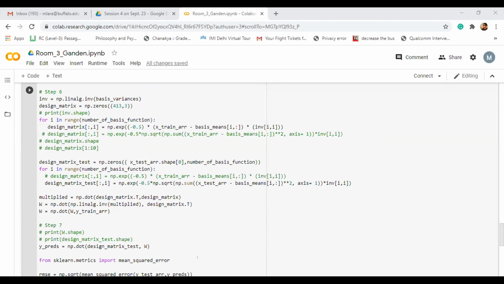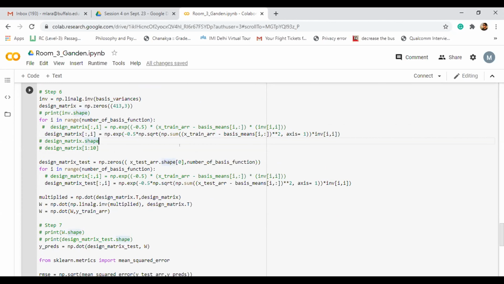Can you explain what this line is doing exactly? This line, design matrix, colon comma I.